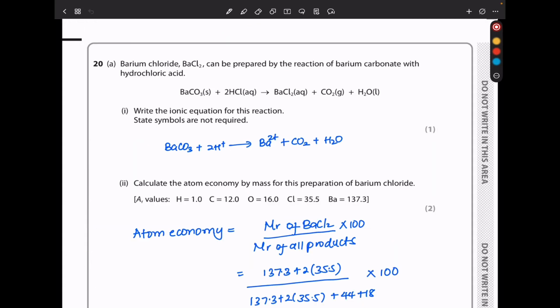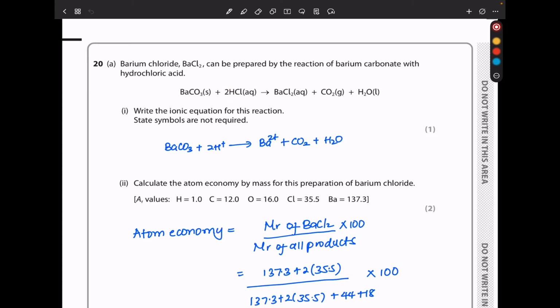Question 20. Barium chloride can be prepared by the reaction of barium carbonate with hydrochloric acid, as we can see here. They say write an ionic equation for this reaction. State symbols are not required. When we write ionic equations, only the aqueous species are going to be broken apart. So this is going to remain intact as barium carbonate, but this and that are going to be split. And since chloride is going to be on both sides, that is going to be a spectator ion, so it's going to be cancelled out.